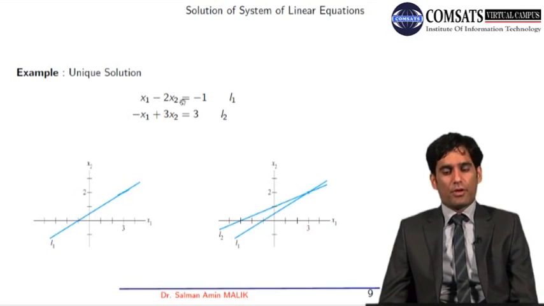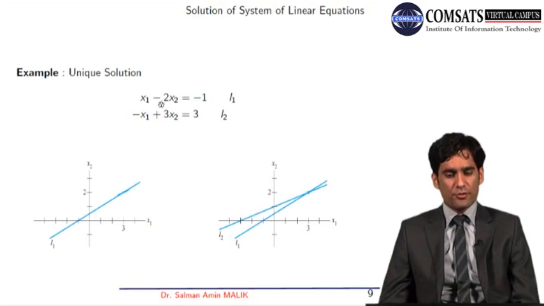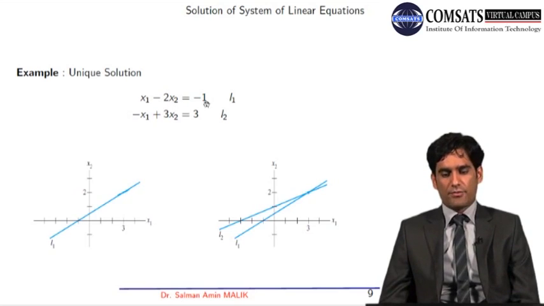Let's try to plot L1. How to plot L1? For the plotting of a straight line, we need 2 points in the plane. How do we get the 2 points? We take x2 equals 0, and we get the value of x1 for L1. So whenever our variable x2 is 0, then our x1 has the value -1.